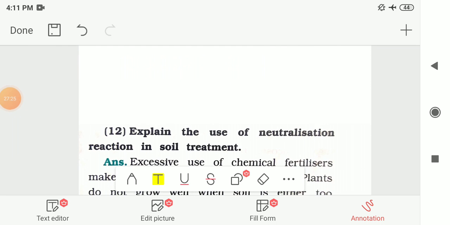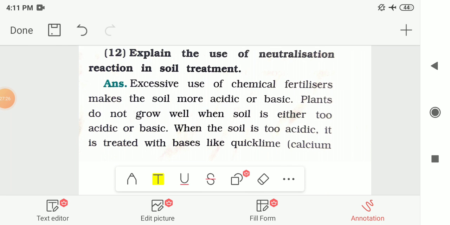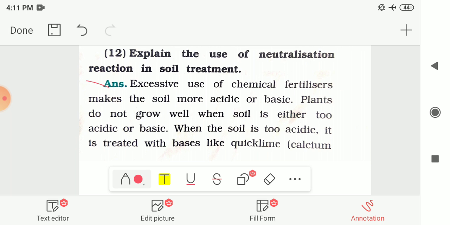Next is 12th number. Explain the use of neutralization reaction in the soil treatment. The another use of neutralization reaction. So the excessive use of chemical fertilizers makes the soil either more acidic or basic. So the plants do not grow well in this kind of soil. So the soil is either too acidic or basic. So in this kind of soil the plants do not grow well.